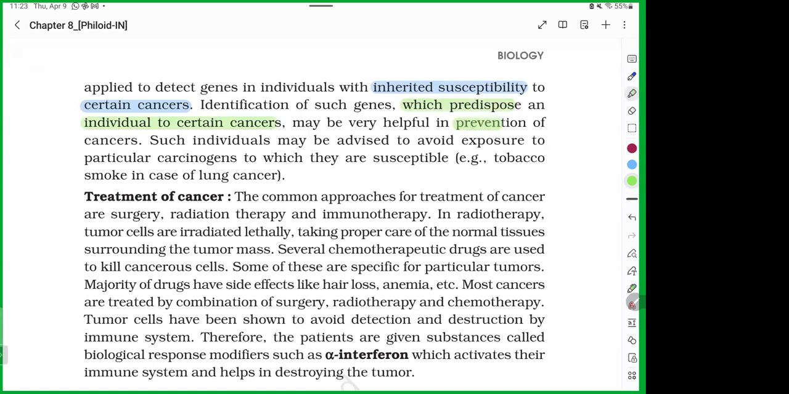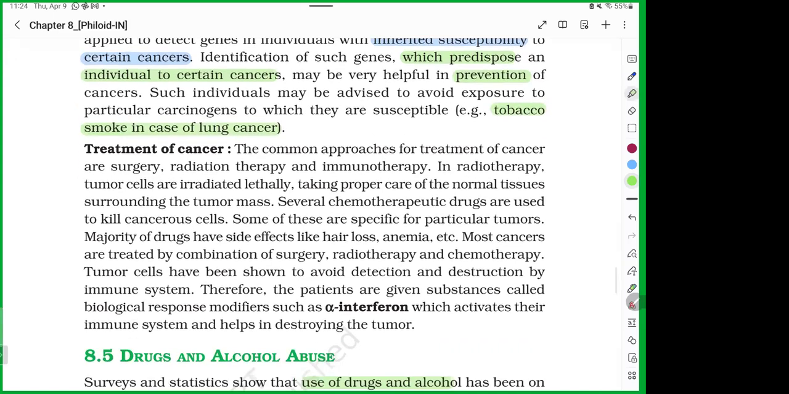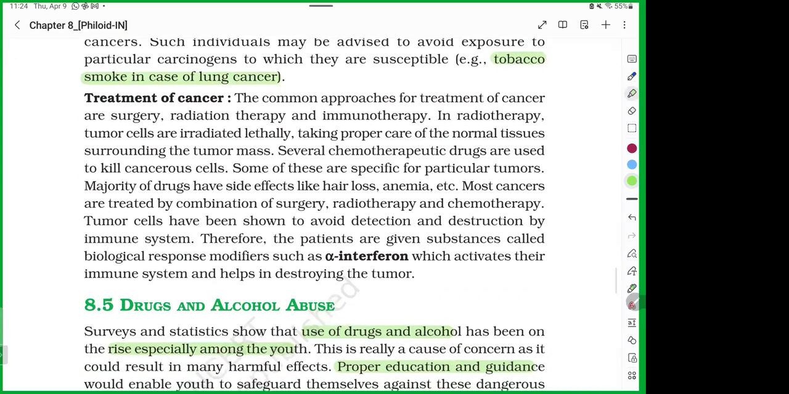In the example, if a person is susceptible to milk, and if milk can cause cancer in the long run, at least we will tell the patient not to have milk in their life. Like this kind of predisposing factor. What is the main factor? Maybe smoking is very dangerous for one person, so we can avoid it. Such an individual may be advised to avoid exposure to the particular carcinogen they are susceptible to. For example, tobacco smoke is really dangerous in lung cancer.